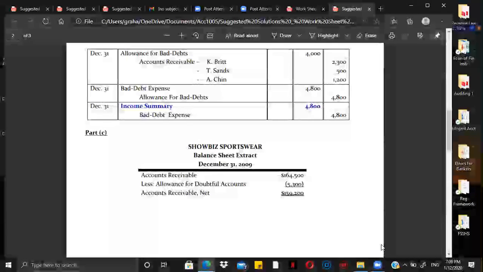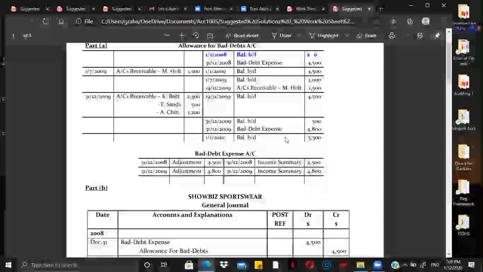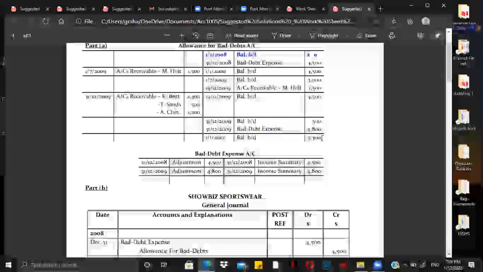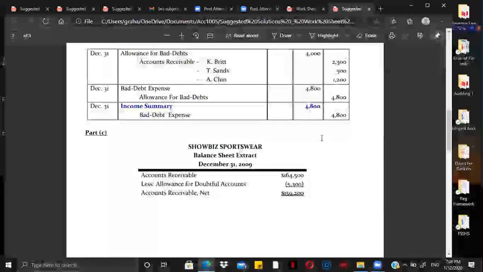December 31st. The other one, this is where we found the bad debt expense for 2009. So that bad debt expense was 1% of the credit sales of 480,000. So 1% of 480,000 would be 4,800. And so we record our expense by debiting it, 4,800, and we credit our allowance for bad debt, 4,800.